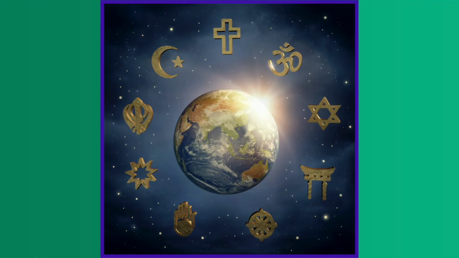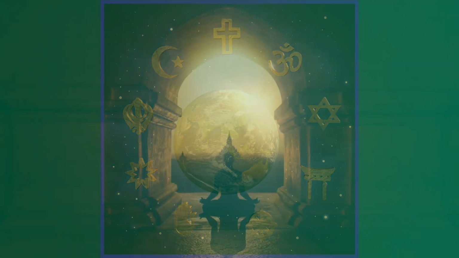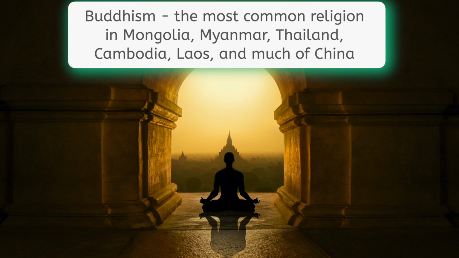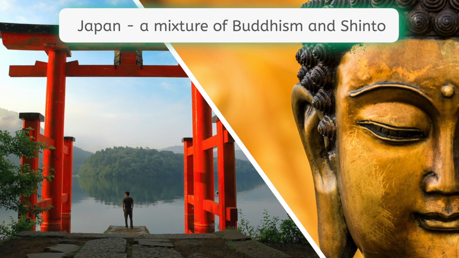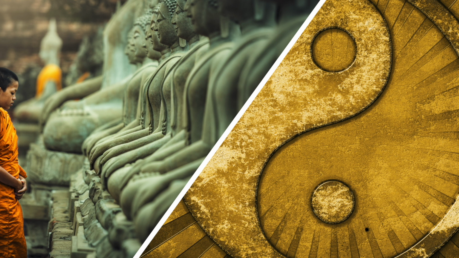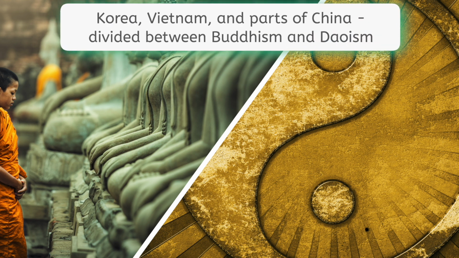Cultural convergences from around the globe have led to one of the most religiously diverse sections of the world. Buddhism is most common in most of Southeast Asia, Mongolia, and much of China, including Tibet. Japan features a mixture of Buddhism and Shinto. Korea, Vietnam, and parts of China are divided between Buddhism and Taoism.